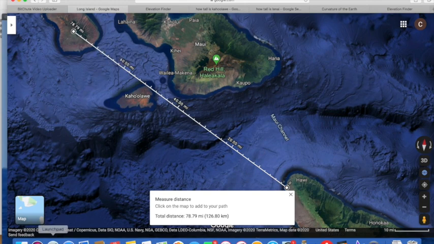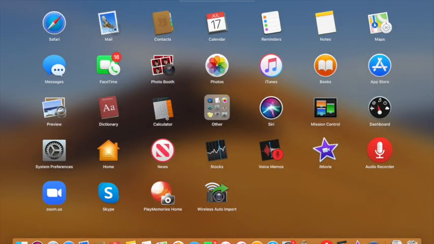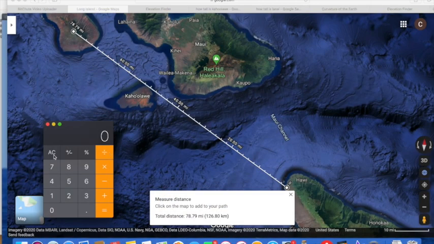Okay, let's do the math on this one. So we get 78.79 if you want to be precise. You're going to square that number, multiply it by itself. So we get this number, multiply that by 0.665. So we're not supposed to see anything below 4,128 feet of elevation. And I'm looking at an island that is only 3,366 feet tall, 78 miles away.